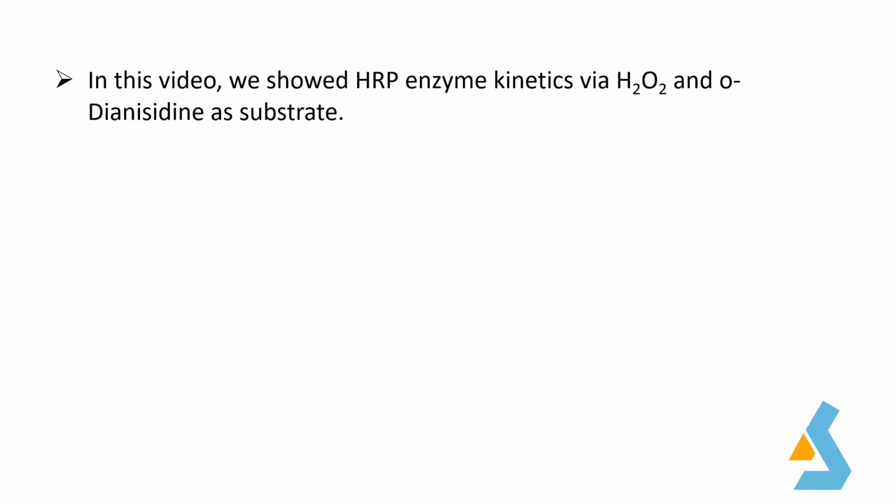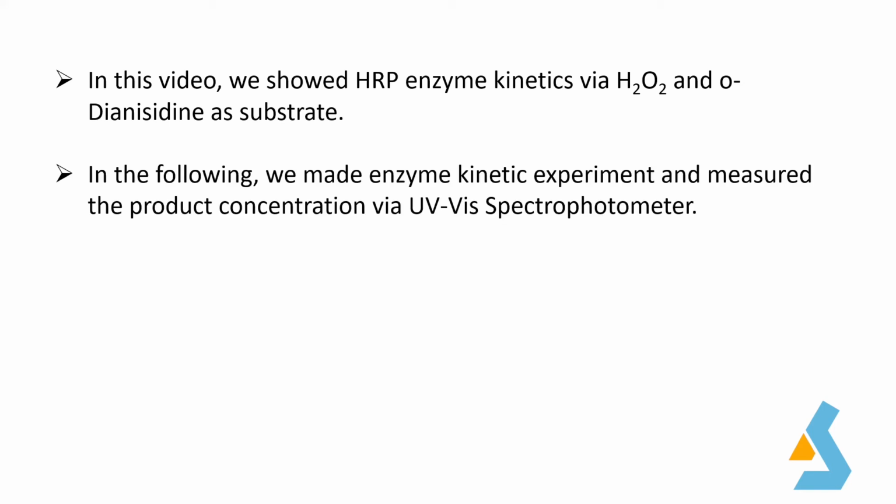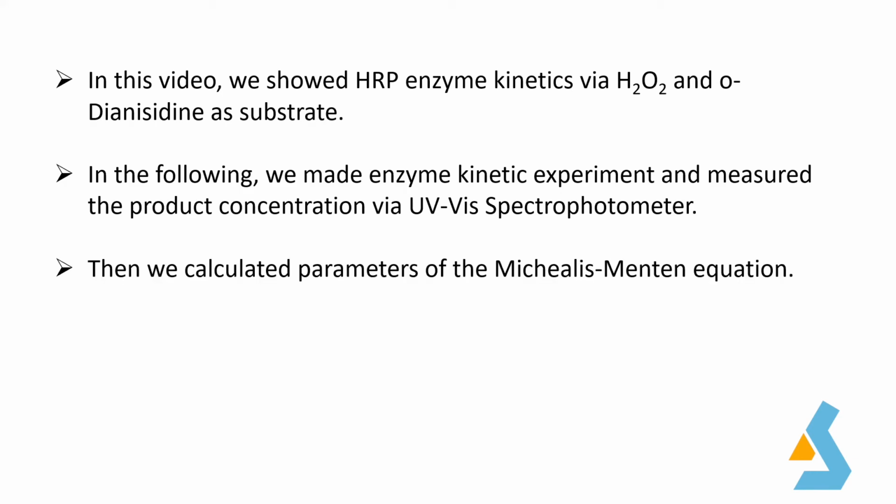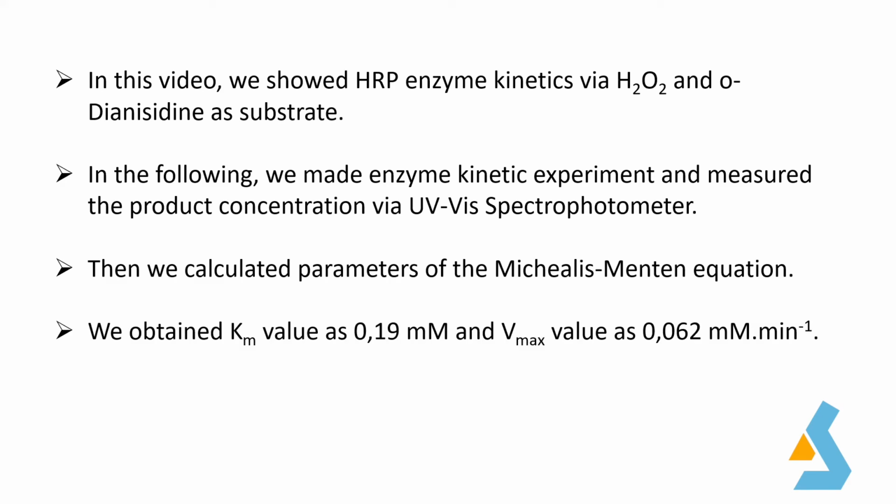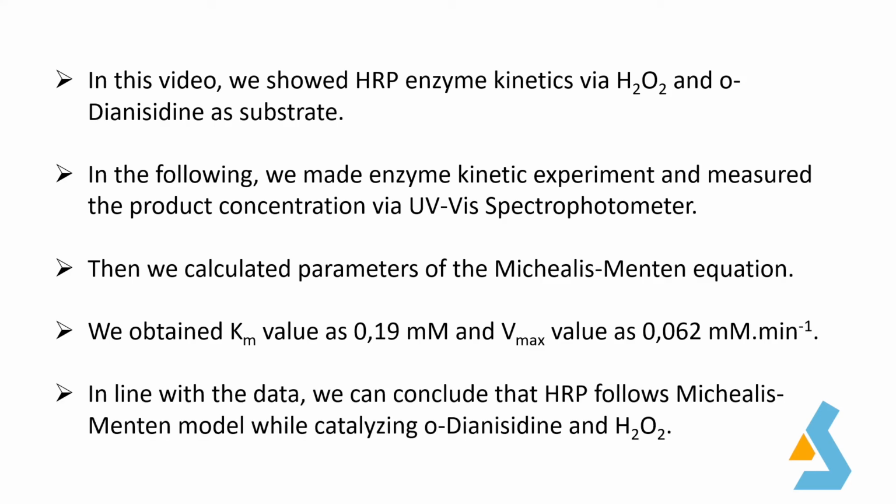In this video, we show horseradish peroxidase enzyme kinetics via hydrogen peroxide and o-dianisidine as substrate. We made an enzyme kinetic experiment and measured the product concentration via UV-Vis spectrophotometer. Then we calculated parameters of the Michaelis-Menten equation. We obtained Km value as 0.19 mmol and Vmax value as 0.062 mmol per minute. In line with the data, we conclude that horseradish peroxidase follows the Michaelis-Menten model while catalyzing o-dianisidine and hydrogen peroxide.